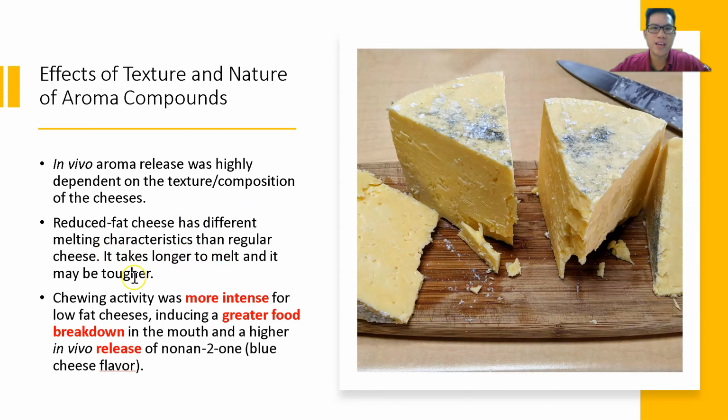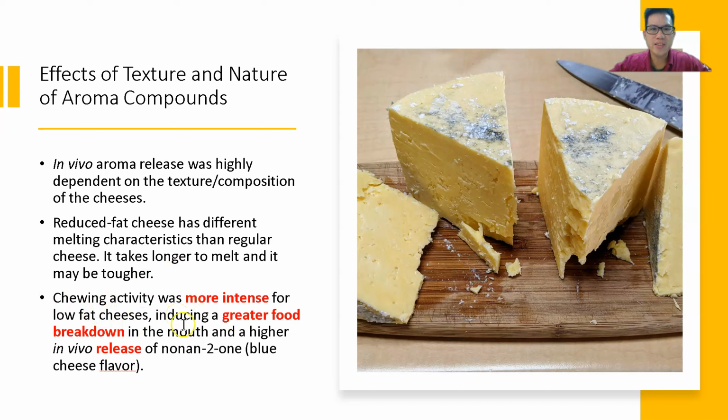It takes longer to melt. It may be tougher as well. Usually when you're talking about reduced fat cheese, you can see that they are usually harder, which means that the person who eats it requires to chew harder, longer and stronger to chew the cheese before it's being tasted. Because of the high melting point as well, it doesn't melt in your mouth, so you require to chew a bit longer.